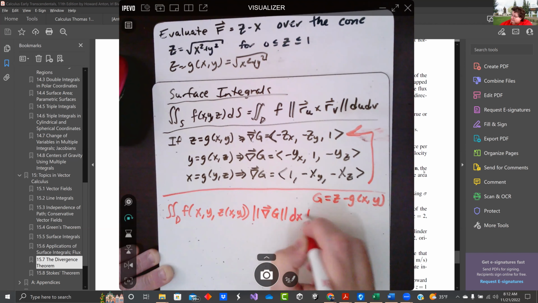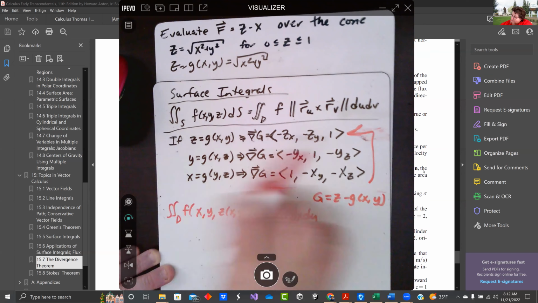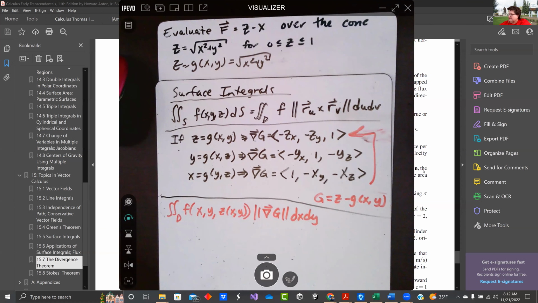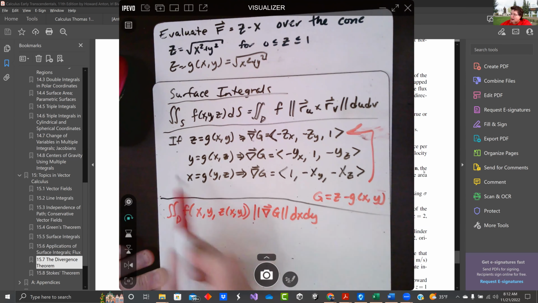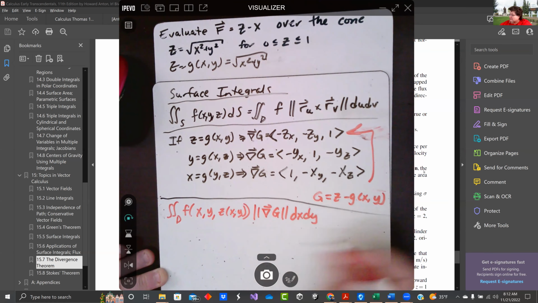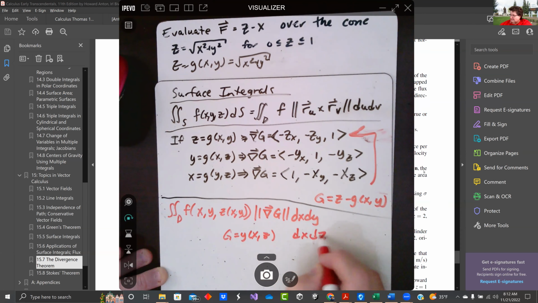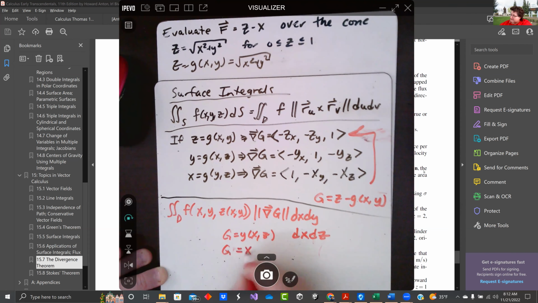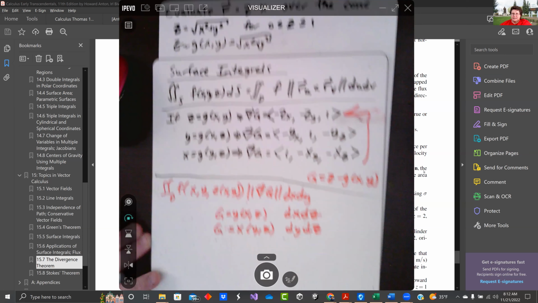And this will be dx dy. So maybe I'll put a different line right there. Okay, like that. And this depends on whether G is Z of XY. If it's the function Y and we're doing X and Z, if G has Y in it, Y of XZ, this becomes dx dz. And if G is a function of X, or X is a function of Y and Z, that'll be dy dz. So that was in our videos.